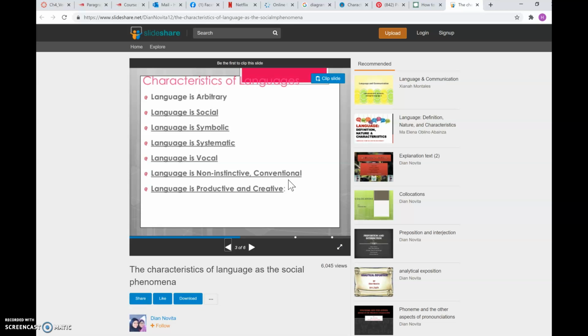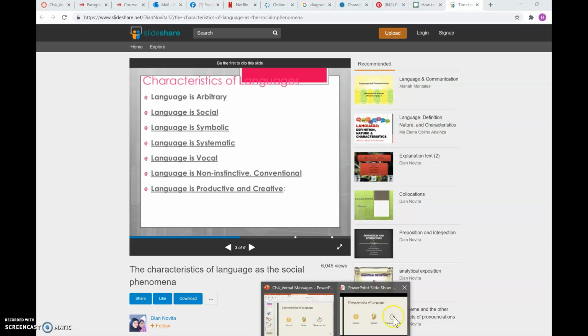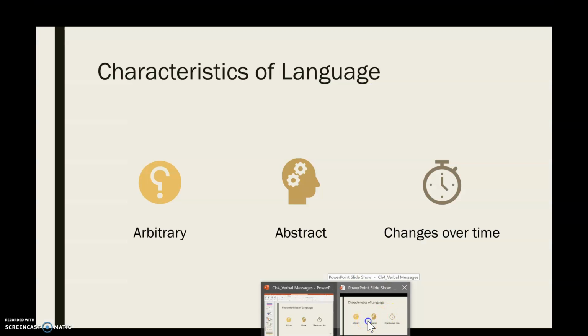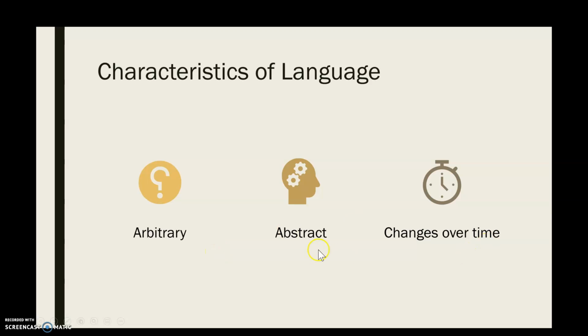It is vocal, meaning it is uttered through voice. It is not instinctive. We learn language. We learn it through conventions, we learn it through usage in our societies, and it is productive and creative, meaning it is something that produces meaning and helps to create meaning or your reality. So those are the 7 characteristics of language, and on your quiz you can actually use any of them. I'm not just limiting you to these 3, but these are the 3 that the book talks about and that we're going to focus the most on.